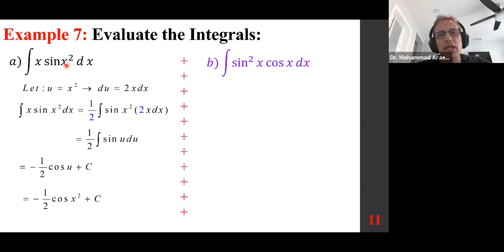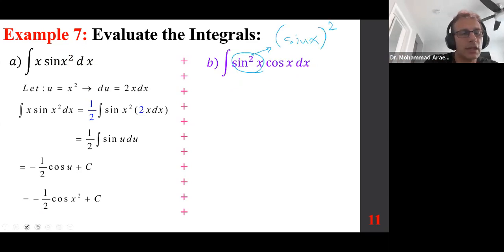What is the difference between A and B? Part A, the argument is being raised to a power. Part B, either sine or cosine. It doesn't matter which one, class, because the derivative of sine is cosine and the derivative of cosine is negative sine. The one that is being raised to the power is a choice of you. So if you choose sine, by the way, I want to make sure that everybody understands this means sine x to the second power. Therefore, if you choose u to be sine x, du becomes cosine x dx.